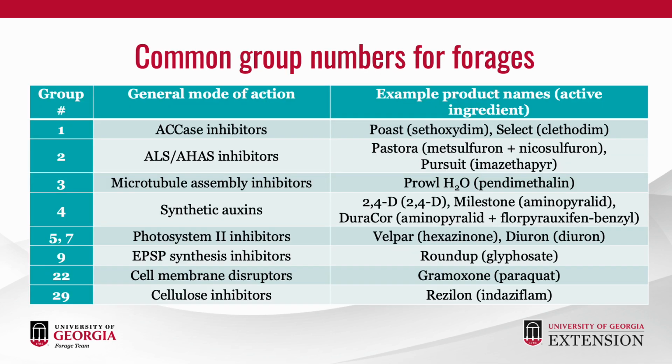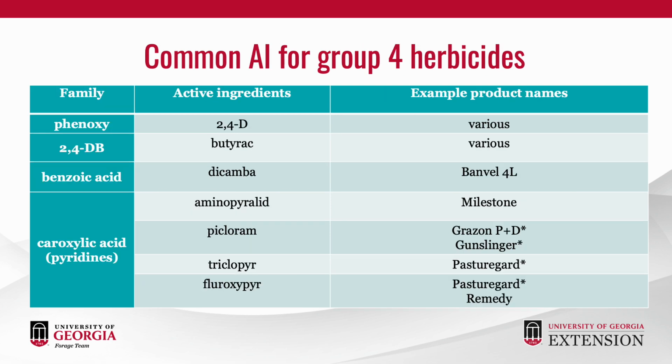Now, when it comes to the different herbicides that we have, they can all be broken up into the group numbers that correspond to a mode of action. And it looks like we have a lot of different chemicals out there, but we don't actually have that many modes of action available.